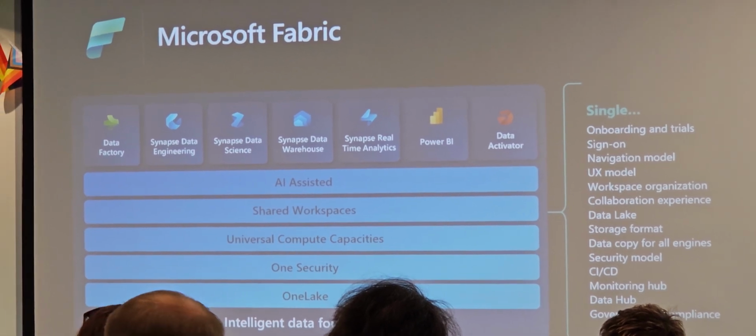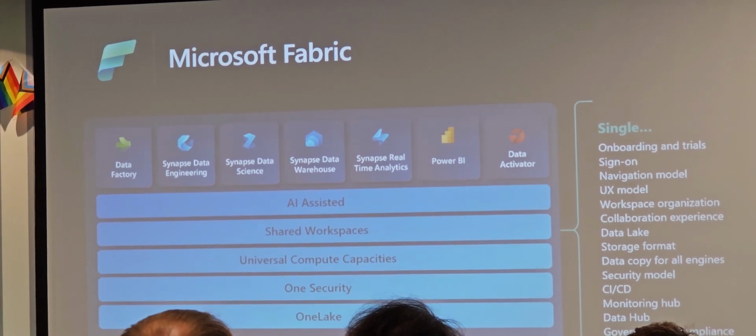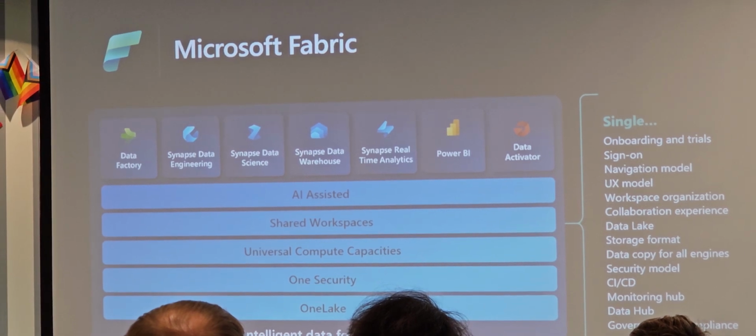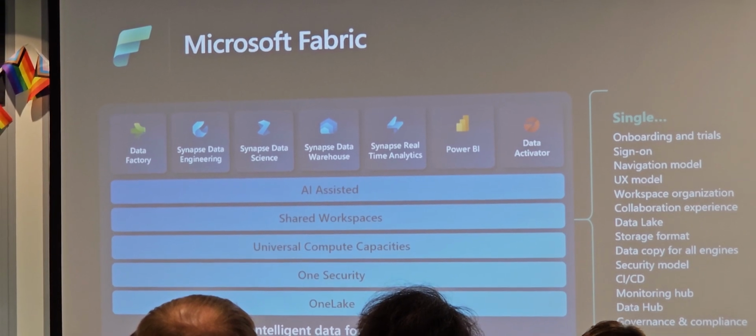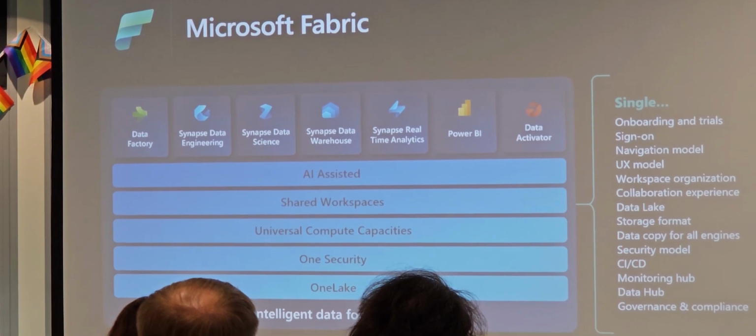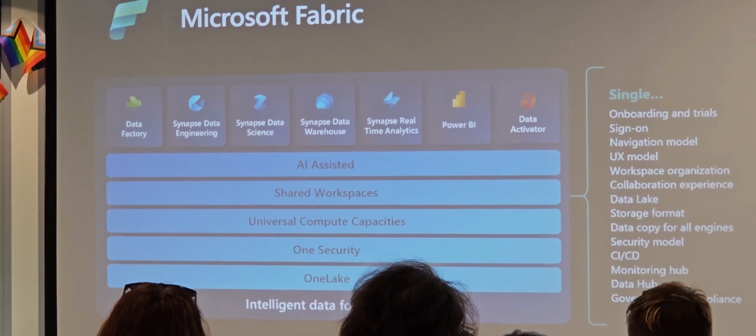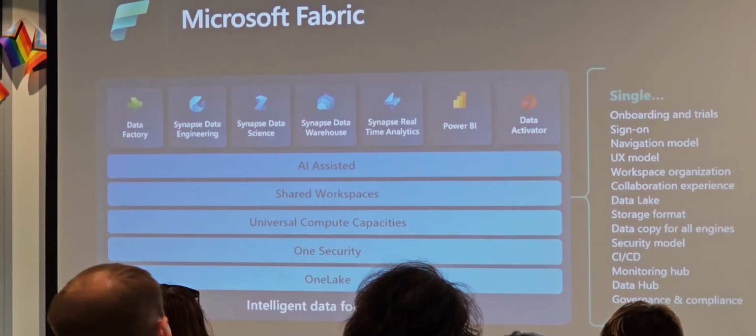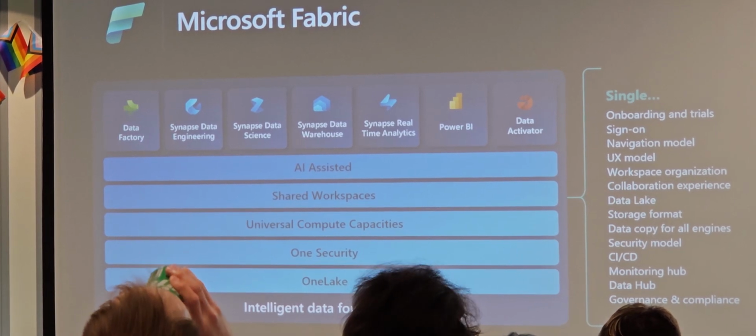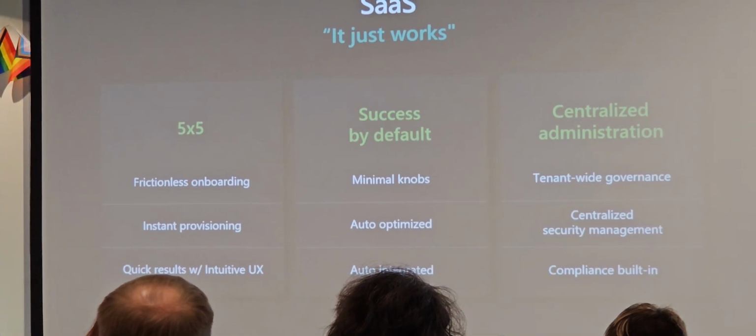One security, we'll get back to this, and OneLake. OneLake is also important. Again, that's really the secret sauce of Fabric. Single onboarding, single sign-on, single navigation model, single UX model, workspace organization, collaboration, a single data lake, single storage format, single security model, CI/CD, and Matthias just showed it, data hub, governance and compliance. Again, the whole core premise here is everything is shared with everything else. Now, again, it just works.